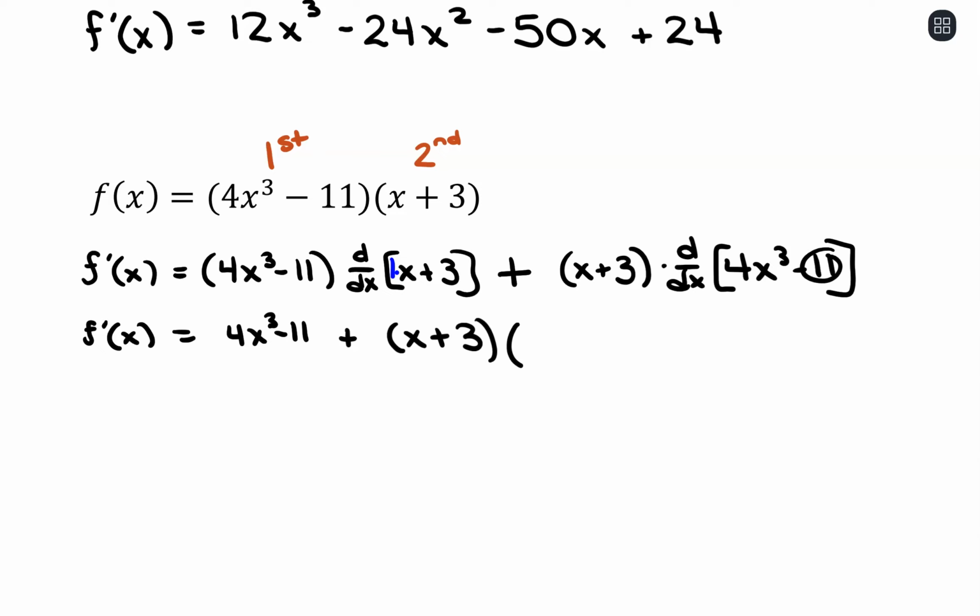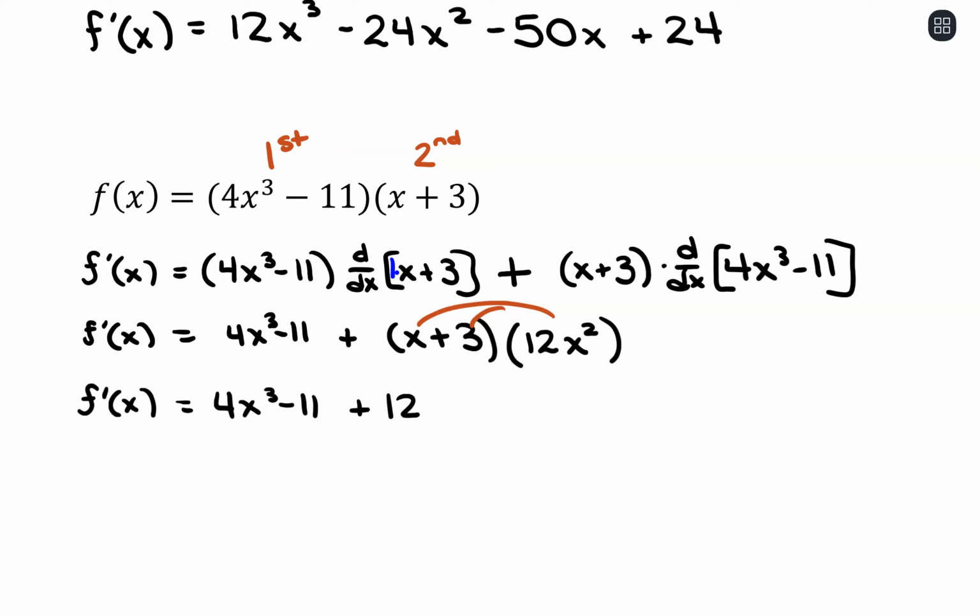So when we take the derivative of 11, that's just going to turn into a 0. So really, I just need to focus on this derivative of 4x cubed. So 4 times 3 is 12. Then we'll have x, the 3 minus 1, so 2. So we'll need to distribute this 12x squared here. So for the derivative, we have 4x cubed minus 11. And then we'll have plus x times 12x squared, so a 12x cubed. And plus 3 times 12x squared, which is 36x squared.